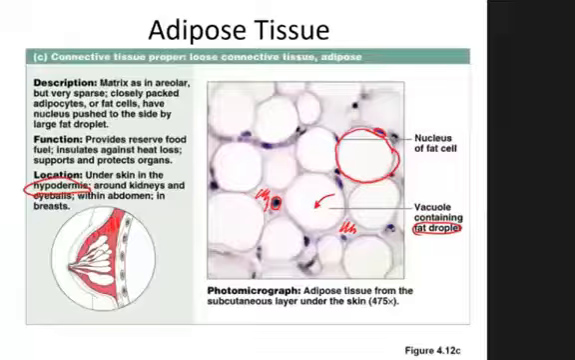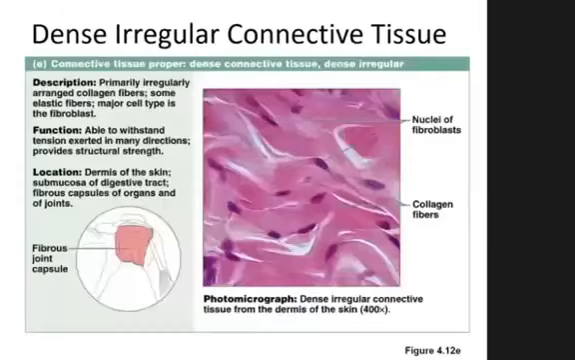So I'm finished with my loose, and I'm now going to my dense. The first one is dense irregular. If you take a look at the tissue again, you have a cell here, and those are the fibroblasts. Fibroblasts are the ones that create your fibers: your collagen fibers, your elastic fibers, and your reticular fibers.